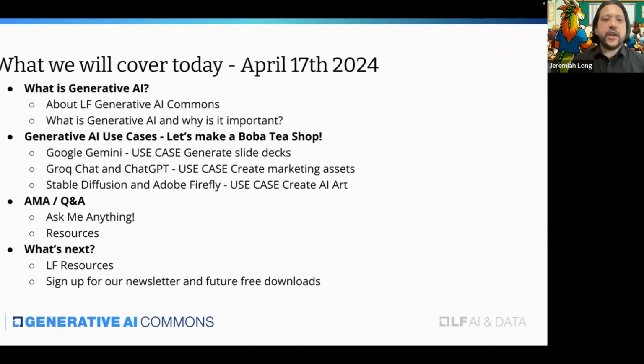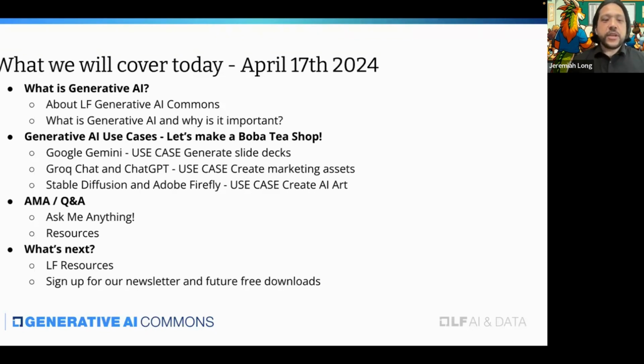So we'll talk about generative AI, we'll talk about generative AI use cases, and in this particular case, we're going to make our own boba tea shop. We're going to use three different parts of generative AI, which includes LLMs for text-based input with inference models. We're going to use Google Gemini, and we're going to generate a slide deck to go along with the business. And we're going to use Adobe Firefly to create some visual assets to go along with that business.